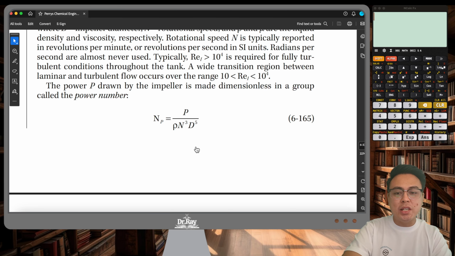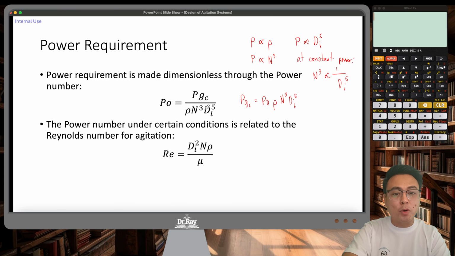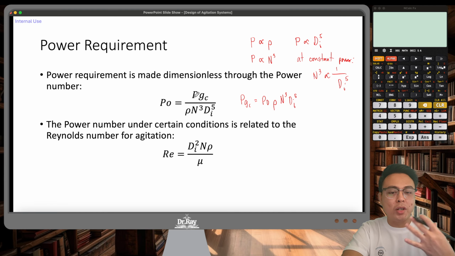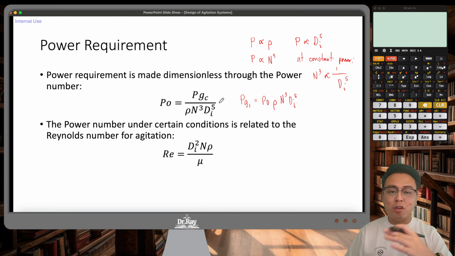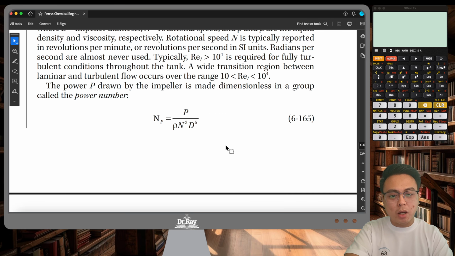Now, GC is a very important relational parameter here, such that the power that you get here would be in the standard SI unit, like watts or kilowatts. But the GC here is provided, say for example, if you want to use English units, so that we would have a correct conversion between mass and force. So just take note of this additional variable here, GC.